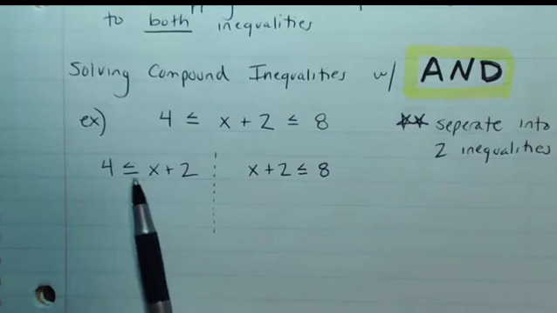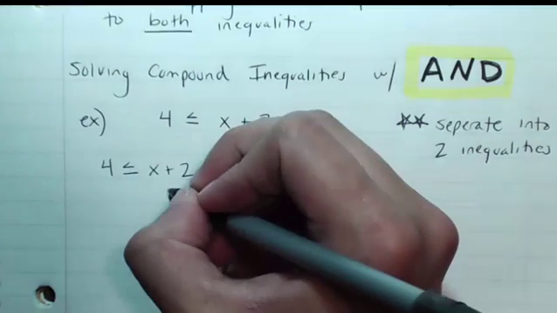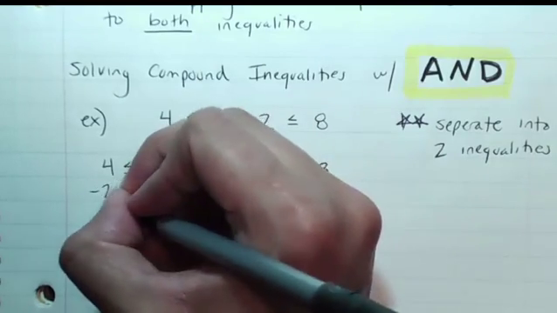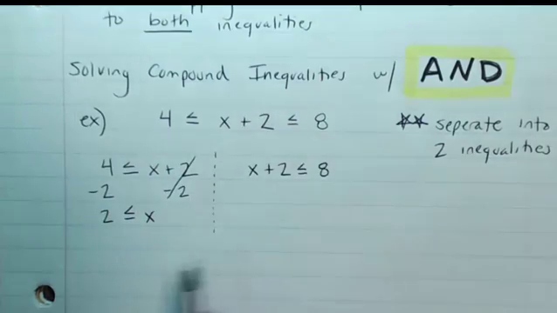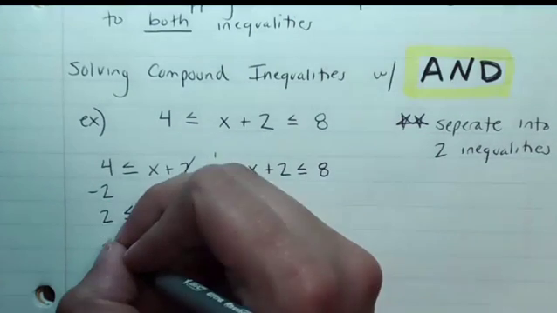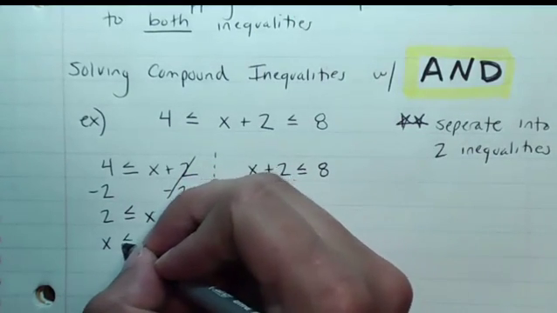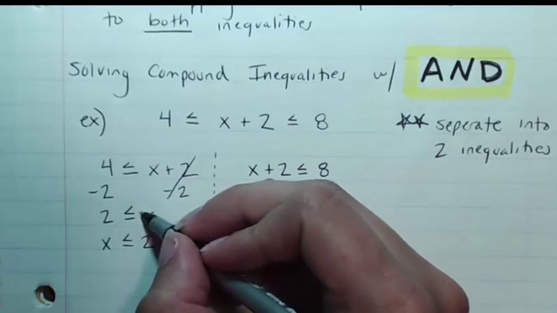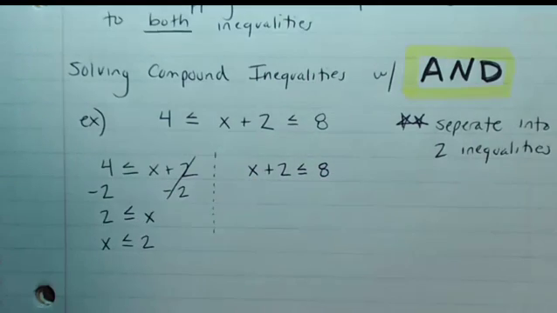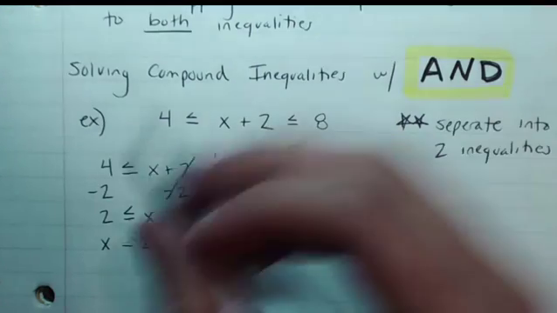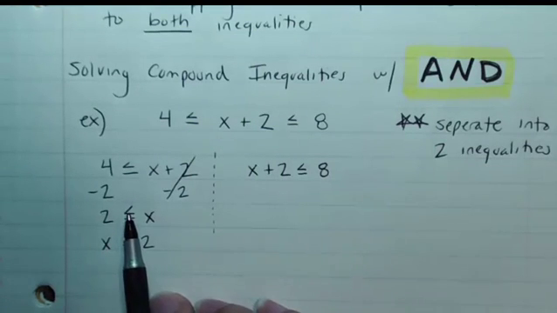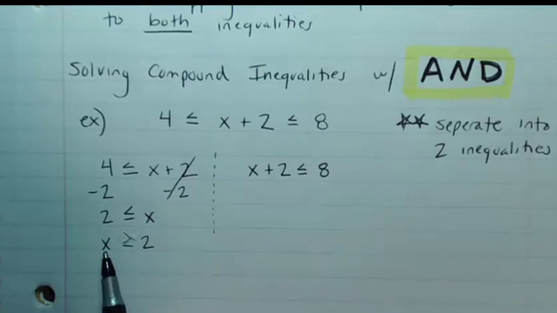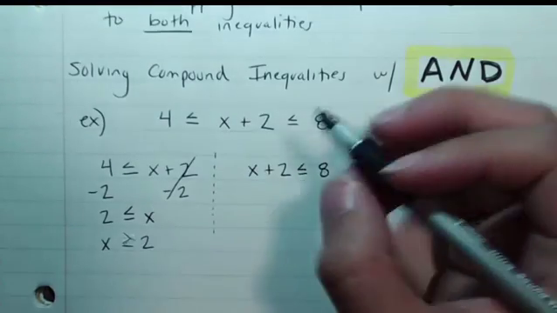If we look at the one on the left, I have 4 is less than or equal to x plus 2. I'm going to subtract 2 on both sides, which leaves me with 2 is less than or equal to x. But again, my variable has to be on the left side. So x is greater than or equal to 2. Oops, I didn't write that right, did I? It should be this, greater than or equal to. Again, since it's opening up towards the x, when I flip it, I need to make sure it's still opening up towards the x. So I have x is greater than or equal to 2 on the left side.